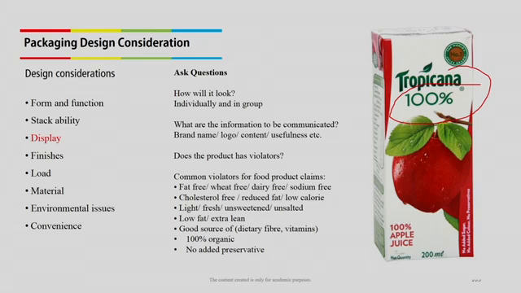Common violators for food product claims are fat free, wheat free, dairy free, sodium free, cholesterol free, unsweetened, unsalted, light, fresh, low fat, extra lean, good source of dietary fiber, vitamins, 100% organic, no added preservative, etc. So, in this particular case, this package also has this kind of violator: 100% apple juice, no added sugar, no added color and preservatives.